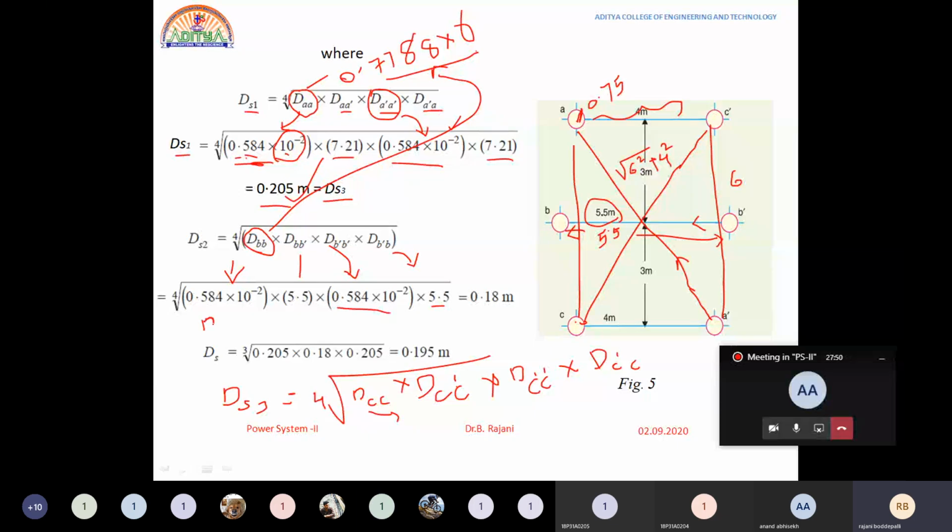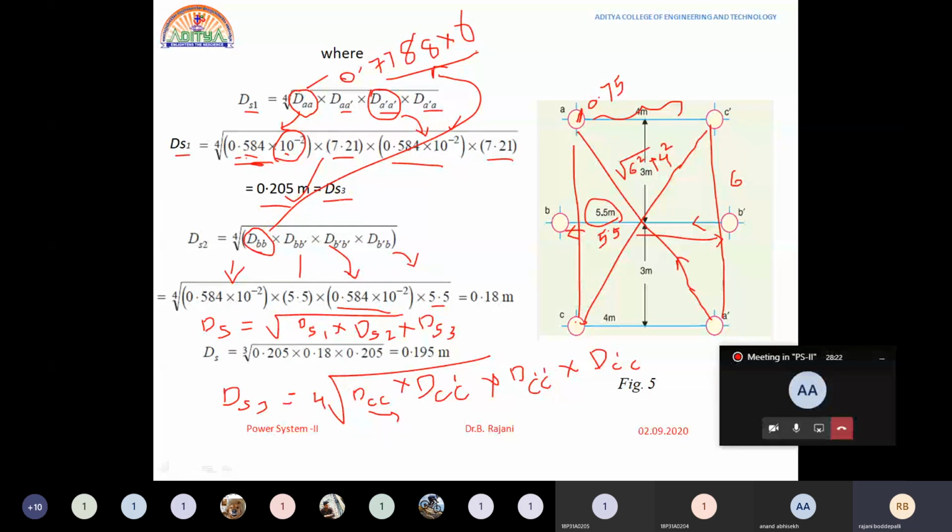Yes, ma'am. DS is equal to the cube root of DS1 into DS2 into DS3. DS3 is nothing but the total equivalent self-GMD. Total equivalent self-GMD is this one.